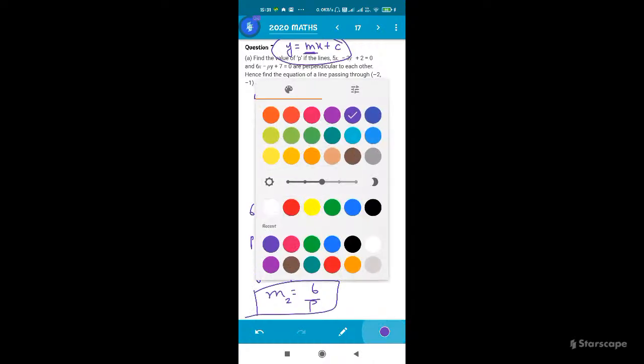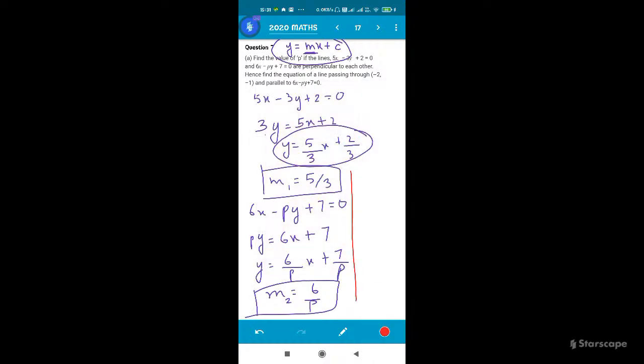So now we have just seen that for two perpendicular lines, m1 into m2 will be equal to minus 1. So our m1 in this case is 5 by 3. So 5 by 3 into 6 by p will be equal to minus 1. So if you solve it, you're going to get the value of p as minus 10. The value of p is minus 10.